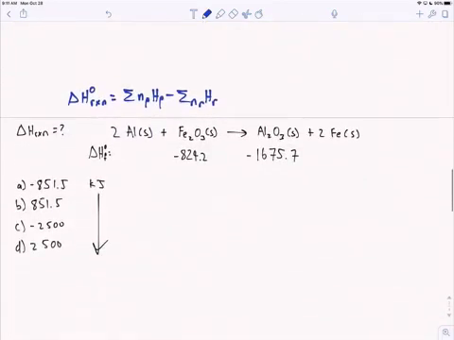Okay, let's see if you can figure out how to use this. This is the thermite reaction: aluminum plus iron oxide makes aluminum oxide, also known as sapphire, and iron. And I guess thermite would actually be liquid iron. Let's see if you can figure this out.